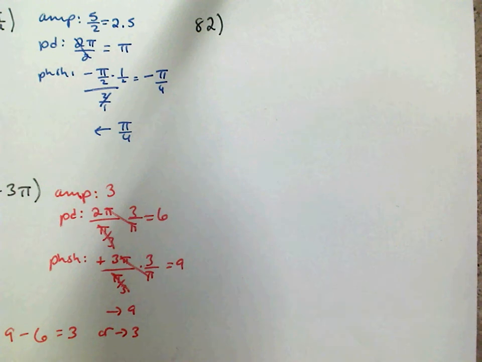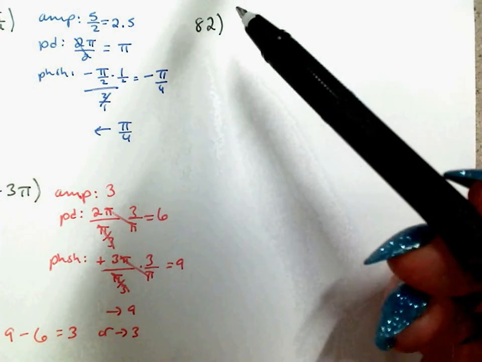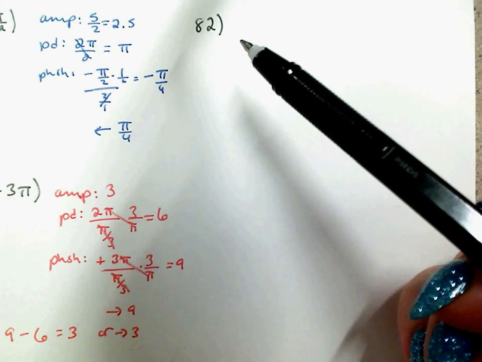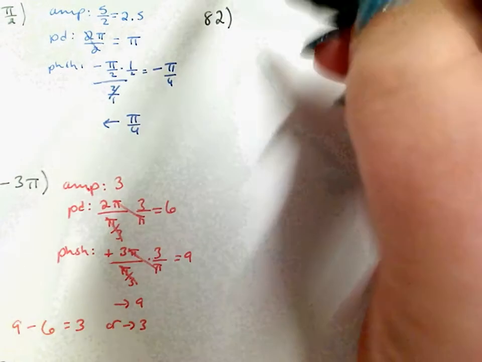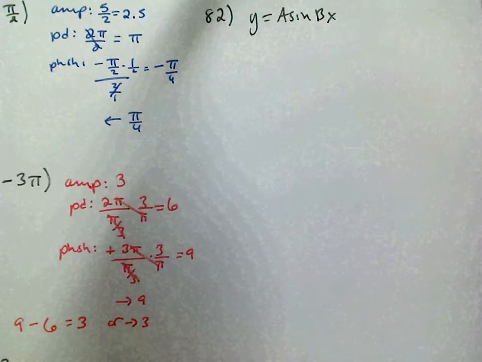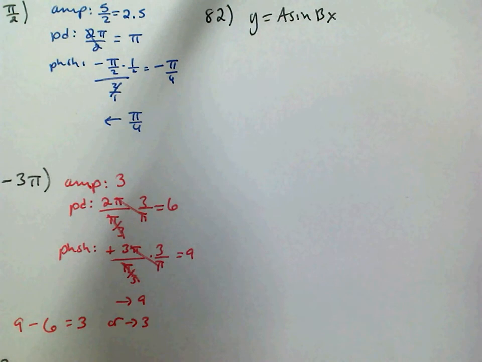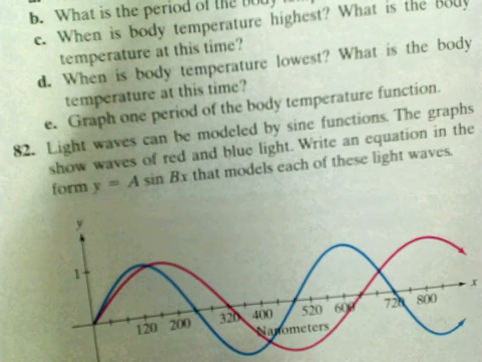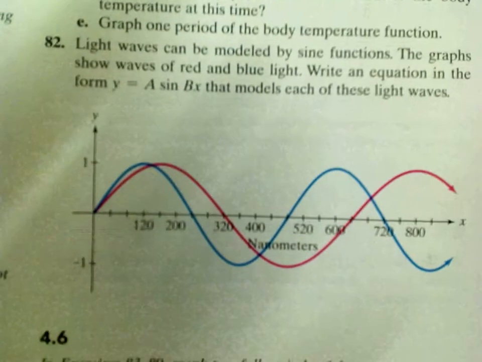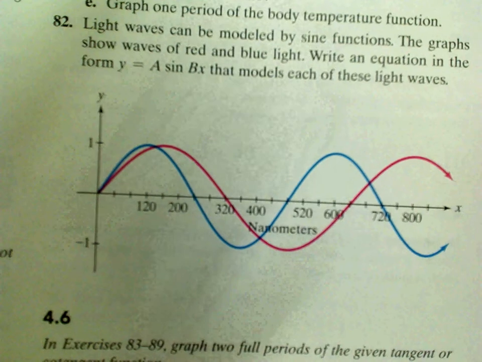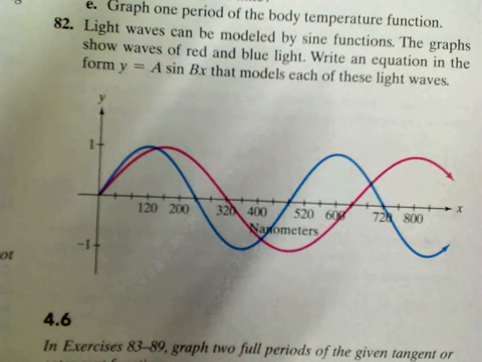Okay, so number 82, it says light waves can be modeled by sine functions. The graphs show waves of red and blue light. Write an equation in the form y equals a sine of bx that models each of these light waves. So if you look at this first one, depending on which one we want to talk about, the red wave, focus on that a little bit.